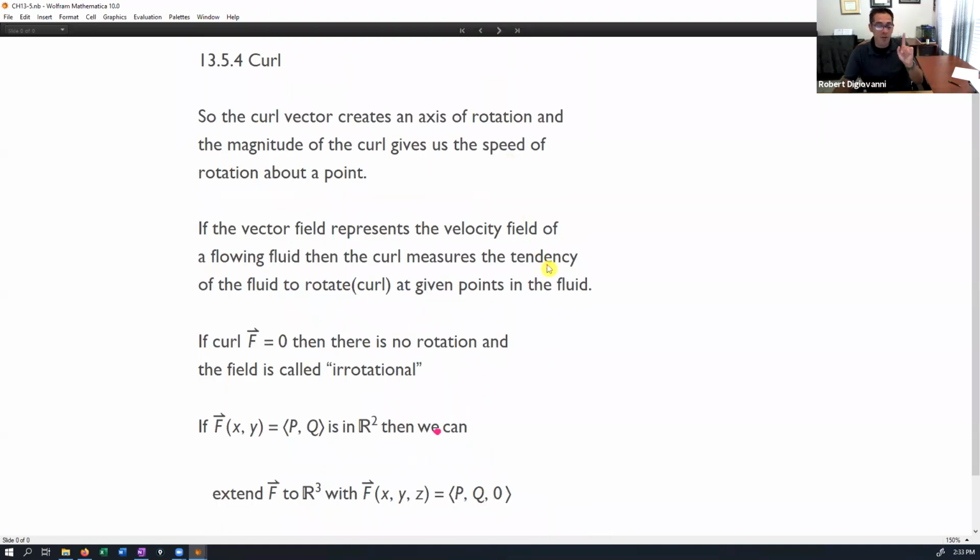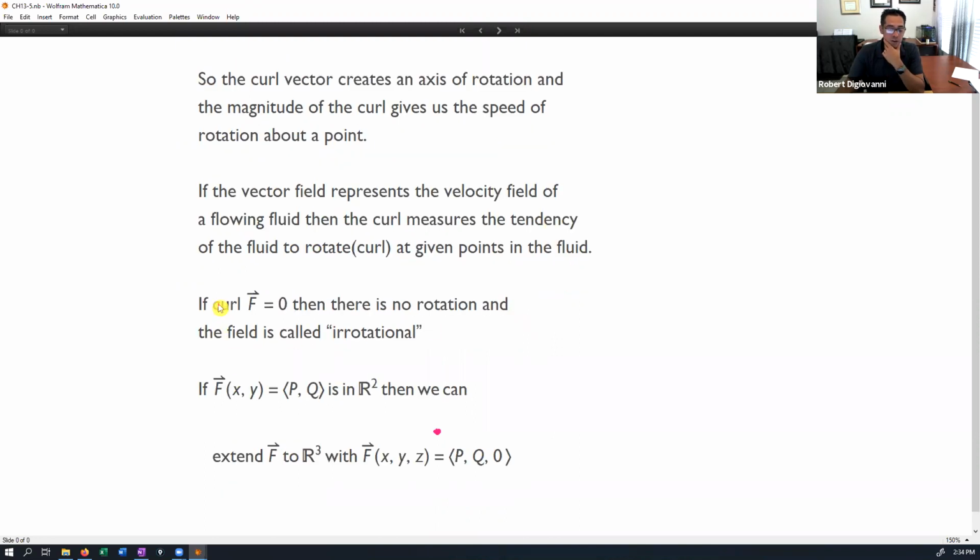So the curl creates an axis of rotation, and the magnitude of the curl gives us the speed of the rotation about that point. If the vector field represents the velocity field of a flowing fluid, then curl measures the tendency of the fluid to rotate or curl at given points in the fluid. If the curl of a vector field is 0 at a point, then it is called irrotational. Hey, mini exam 6. I talk about this in mini exam 6. If the curl of a vector field is 0 at a point, then we will say it is irrotational at that point.